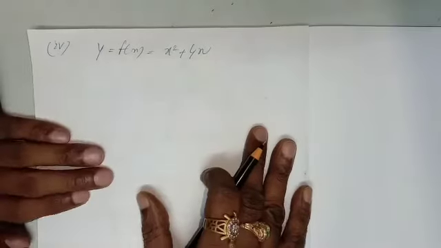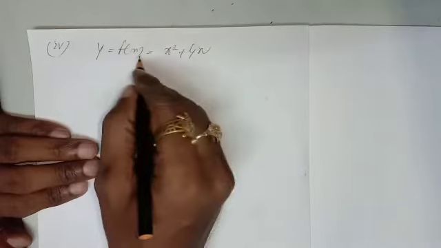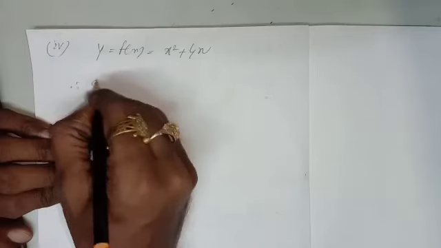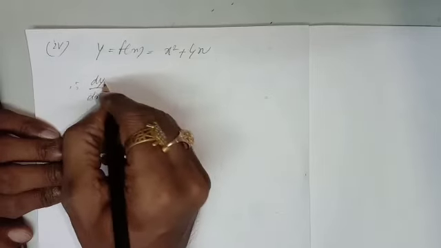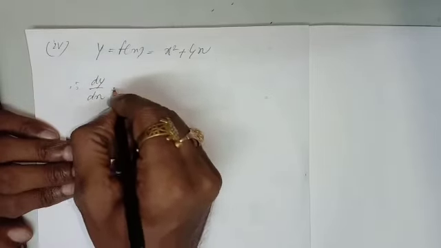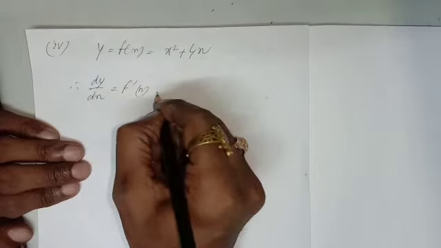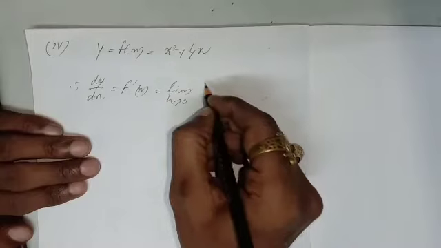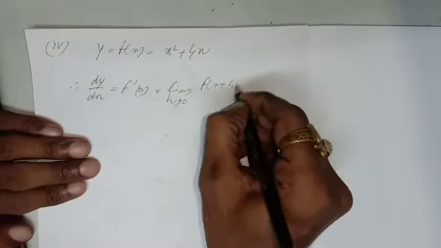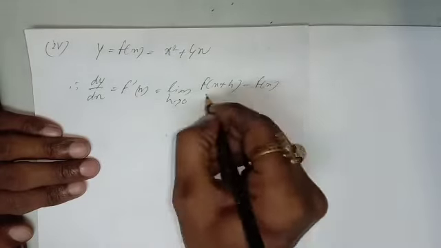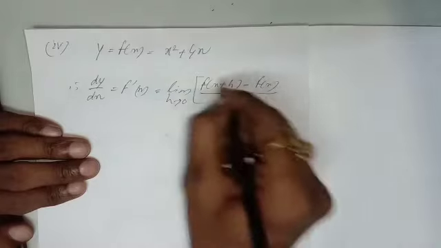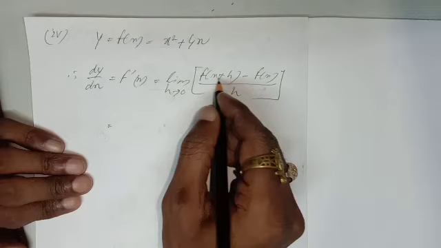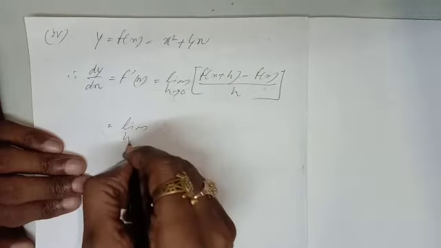Question number 1, fourth part. y equal to f of x equal to x square plus 4x. It is given, and you have to find out dy by dx, means derivative of y with respect to x, which is nothing but f dash x. It will be limit h tends to 0. First of all, you have to write the formula required: f of x plus h minus f of x by h. This is the formula required. After that, you have to replace x by x plus h.